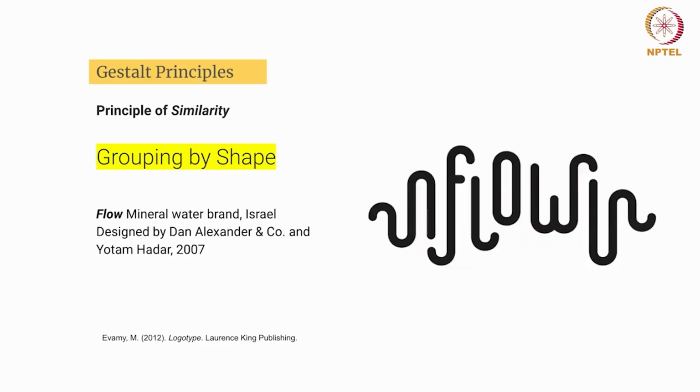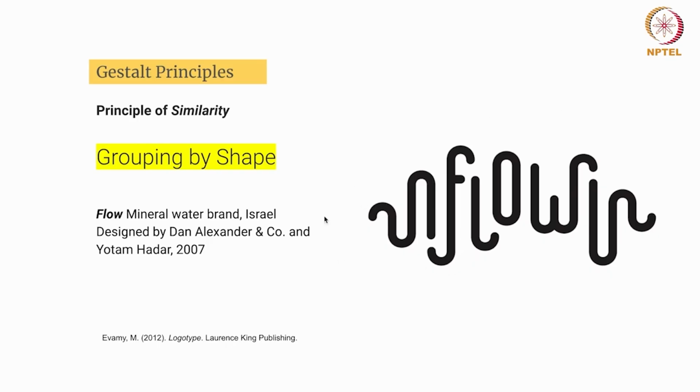Yes, another example, Flow. This is a mineral water brand in Israel designed by Dex Alexander and Co. and Yotam Haider in 2027. You can see here how the soft strokes have been depicted to create an essence of water, right? And this has been continued till the edge of this logo, and because of this similar representation of shape, you tend to take this logo as a whole.